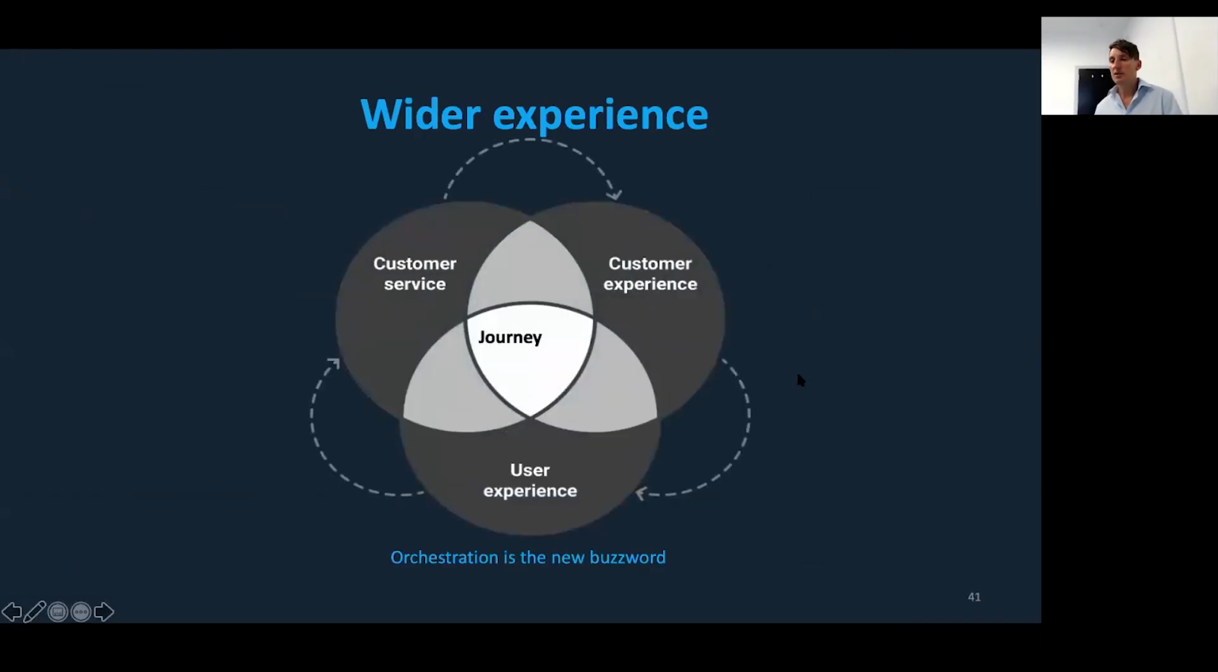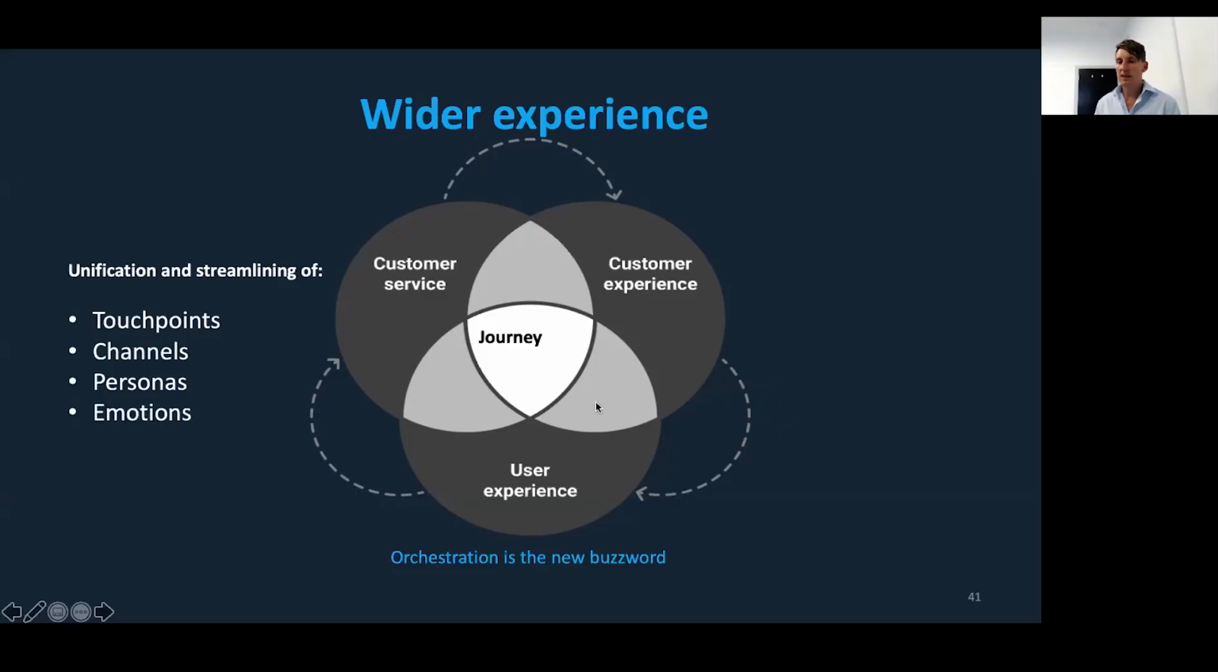Think about your CX, your customer service, and your user experience, because the journey sits in the middle of that. And that's why this idea of orchestration, of orchestrating channels, orchestrating touch points, understanding moments of truth and optimizing moments of truth, makes them happy when they want to be happy, because now you understand their journey. So this is what it's all about: unification and streamlining of those things.